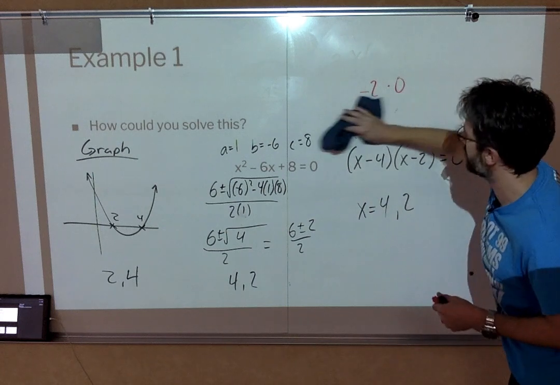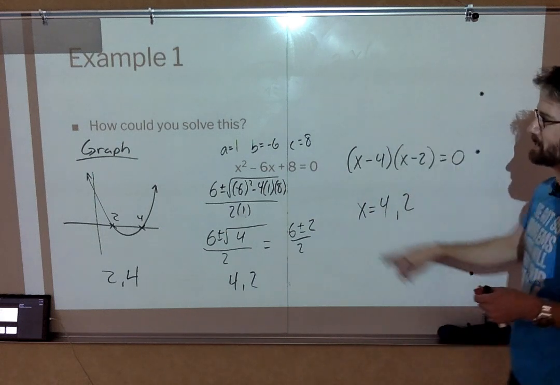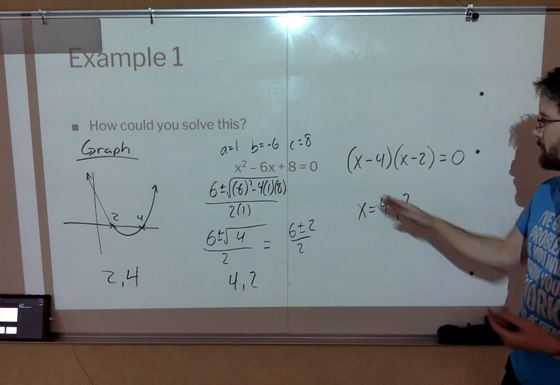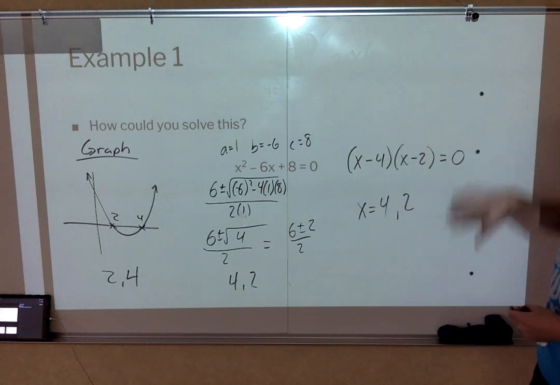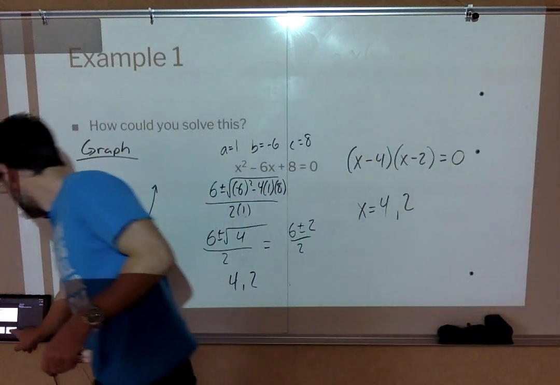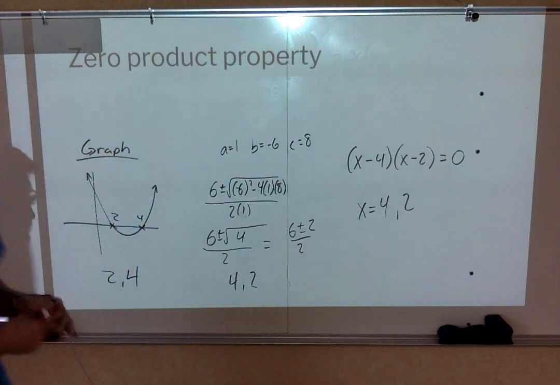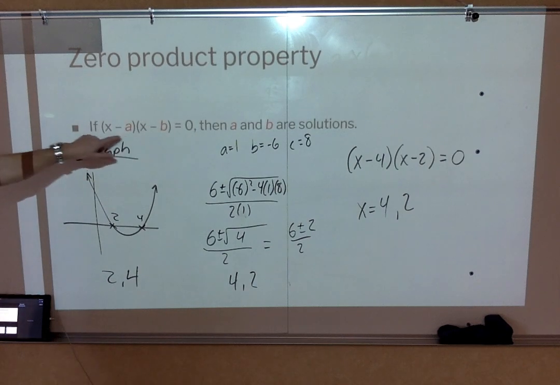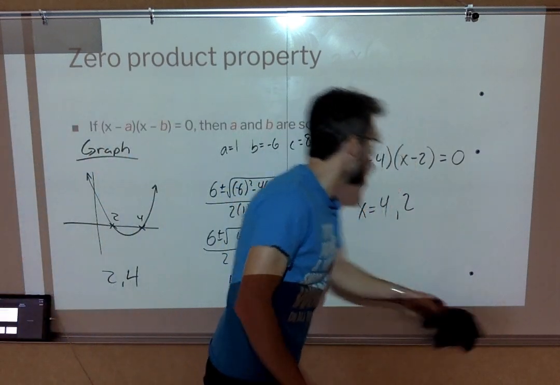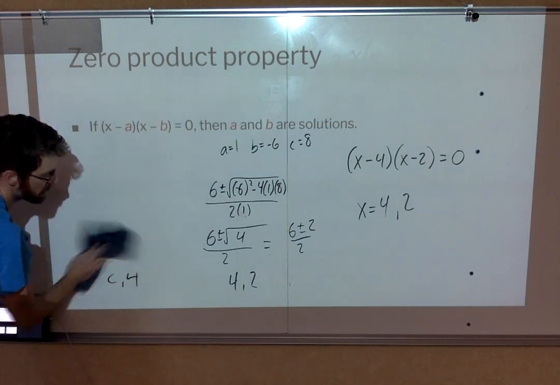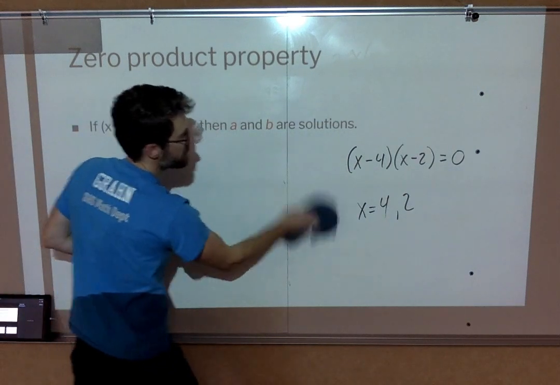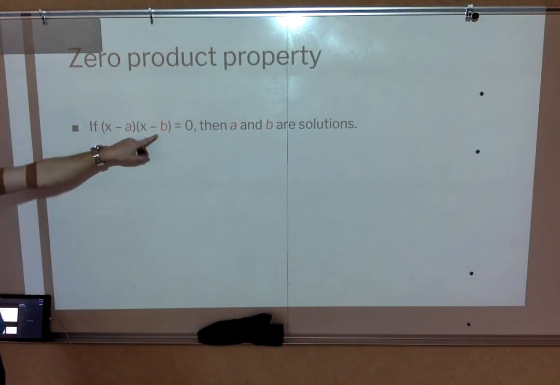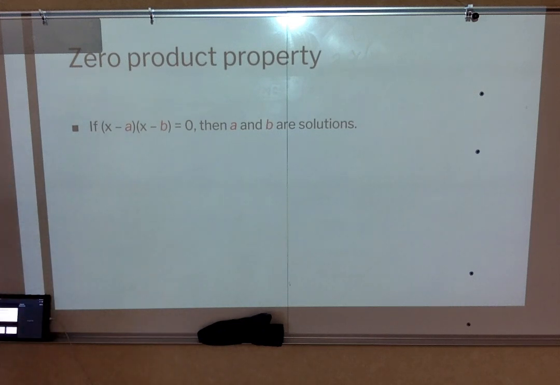So you don't have to worry as much about the x value that makes the entire equation equal to 0. Whatever makes one part of the factored form equal to 0 is going to kill the whole thing, because 0 times anything is 0. All right. There is a property for this. It's called the zero product property, and it states this. If x minus a times x minus b is 0, then a and b are both solutions. And that's because those are the numbers that would make one or the other factor equal to 0. And if one of them is equal to 0, then the whole thing is equal to 0.